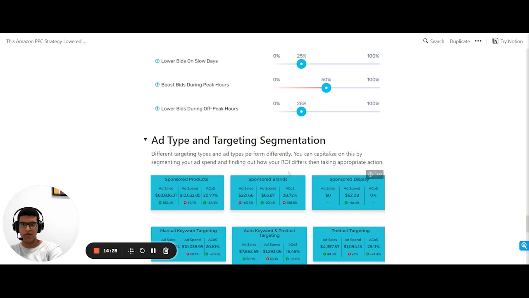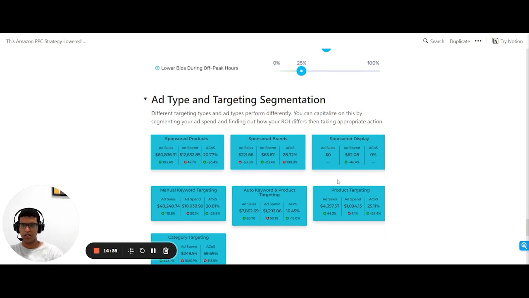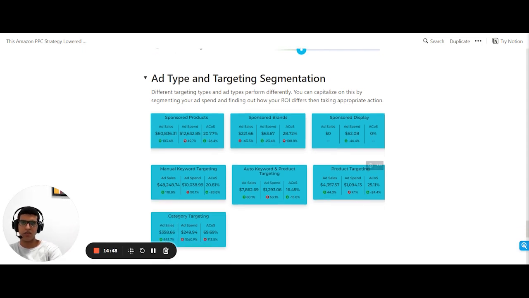After that, we also have ad type and targeting type segmentation. You can just get those numbers directly on our dashboard, or you could just make a couple Excel sheets and figure them out yourself. But essentially what we're doing is we're just splitting out ad types and targeting types, and we're seeing how much we're spending on each one and how much we're making. That kind of gives you visibility into how you're supposed to distribute your budget.